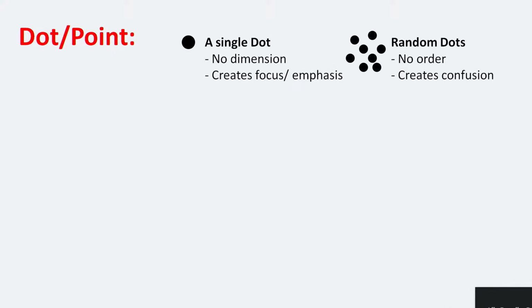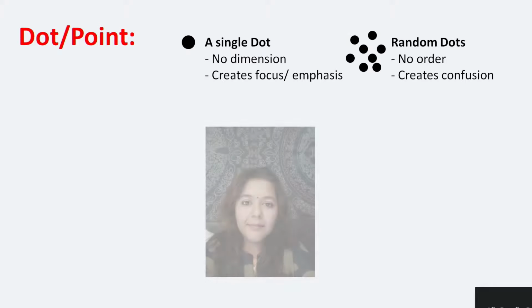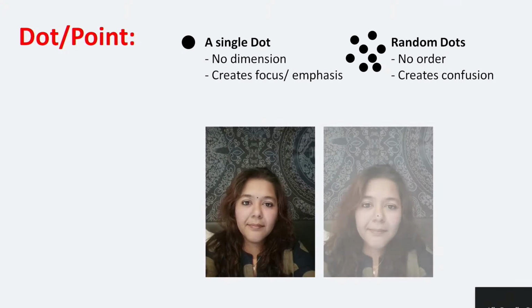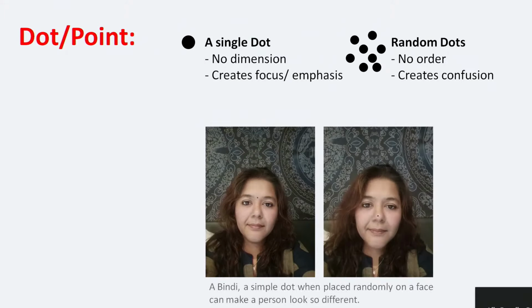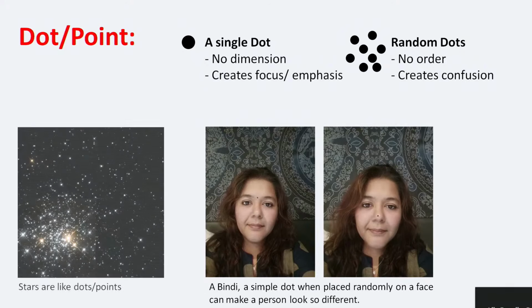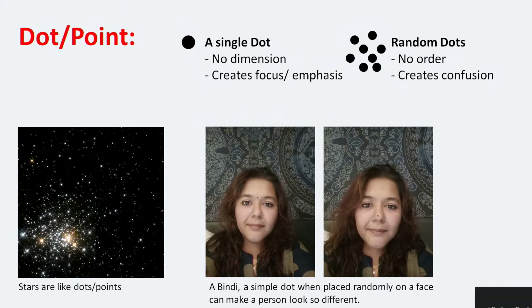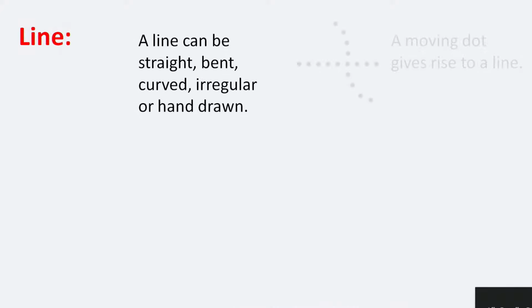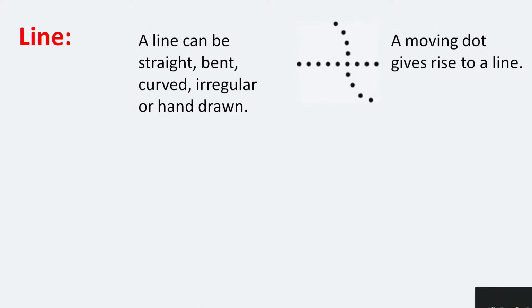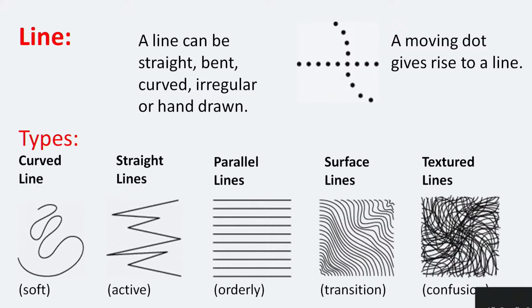A single dot is simple, has no dimension, whereas random dots can create confusion. If the dot is in the right place, it's quite nice. If it's in the wrong place, it's not so nice. And you can see dots in things like the stars. And lines, for example, can be many types. When dots move, they give rise to a line. So simple things. Then again, what are the types of lines?